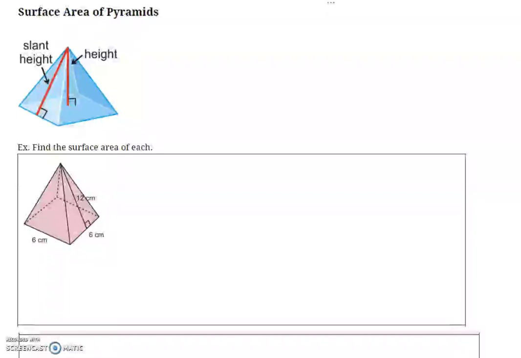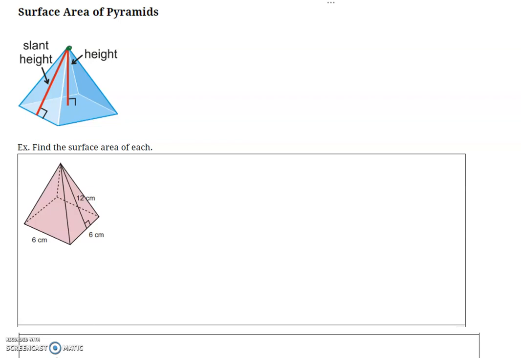Hello and welcome to this lesson on the surface area of pyramids and cones. As a quick refresher on pyramids, remember pyramids have some sort of polygon base. So in this case, it's a rectangle or a square. And then the lateral faces all come to meet at one point, which is how you differentiate between if something is a pyramid or a prism.